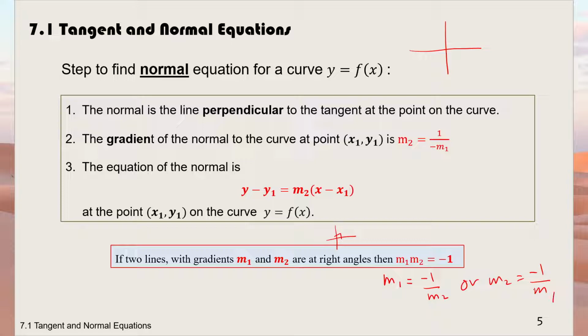Now, if I have to rephrase: if I want to find a tangent and a normal at this particular point, the only thing that differentiates them is the slope. So the point will not change. Only the slope changes.